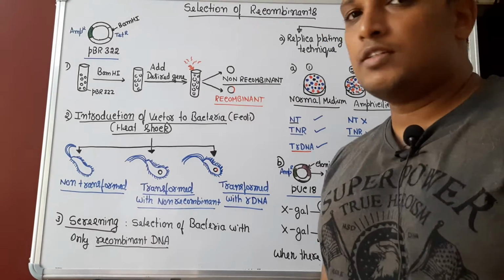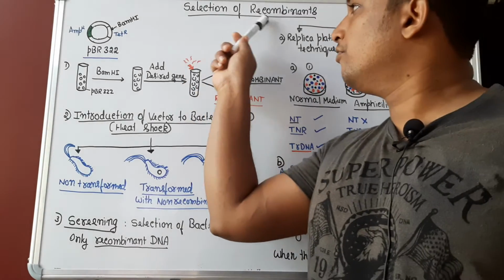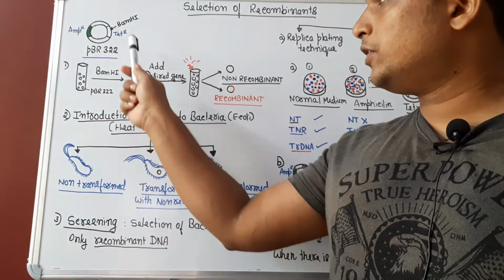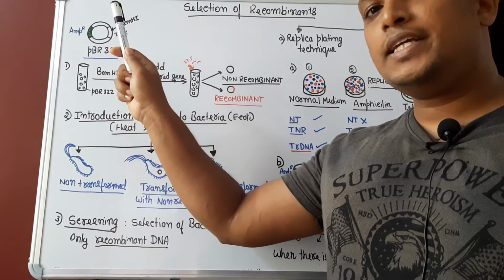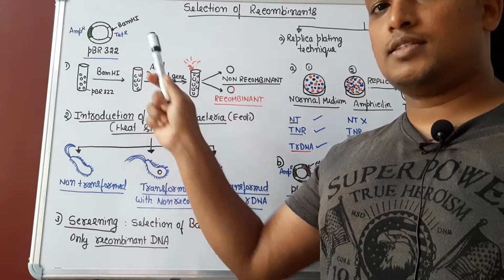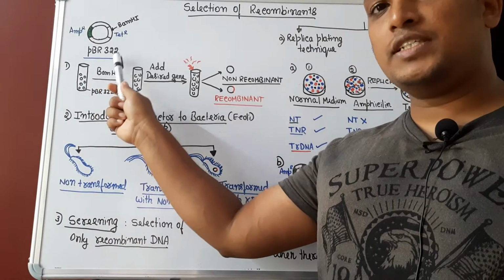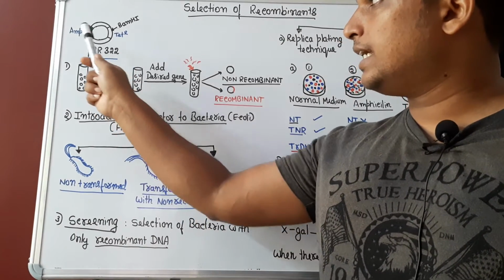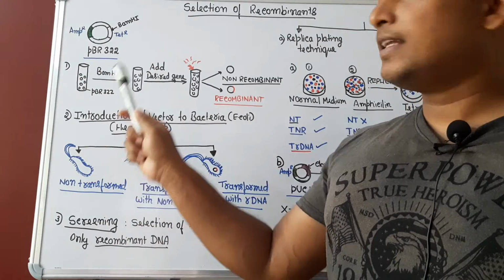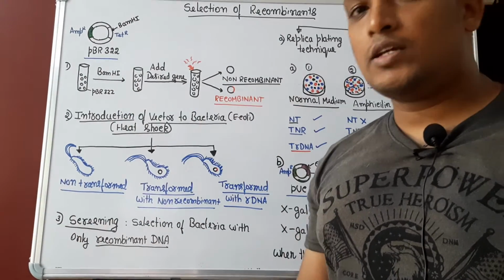Good afternoon, everyone. Today's topic is selection of recombinants. In biotechnology, one of the commonly used vectors is pBR322. It is an artificial vector which contains two important sites that will help us in selection of recombinants.